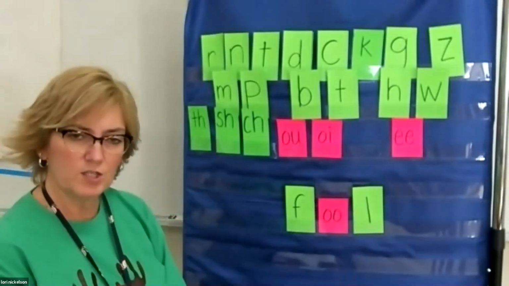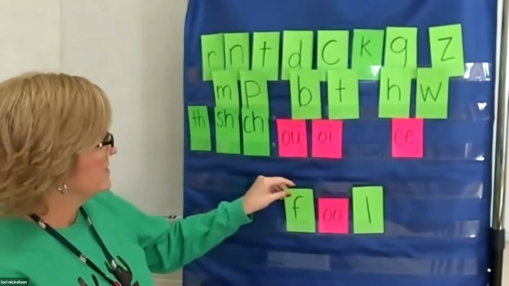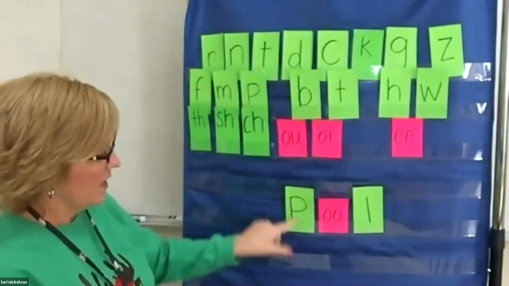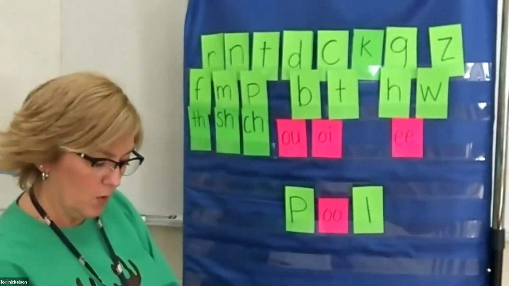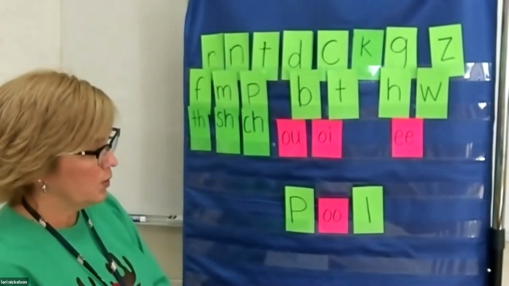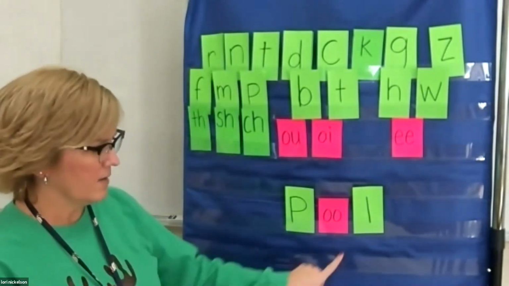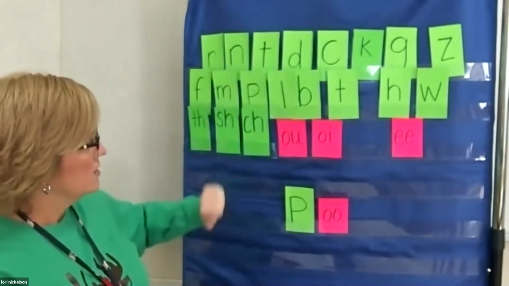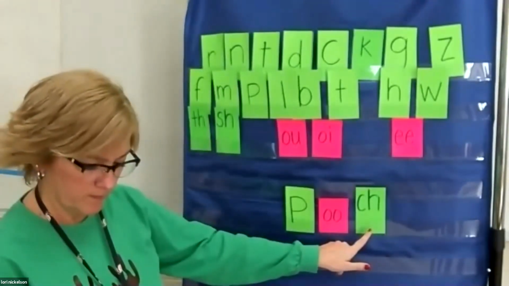But what if I want to change full to pull? How would I do that? Replace the beginning sound with a P, and now I have pull. Great. So pull, I want to make the word pooch. Pooch. So sounds like I'm taking the ending off and replacing it with what? Ch. The CH. So now I have pooch.